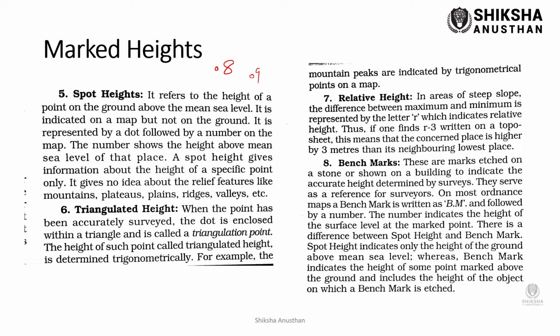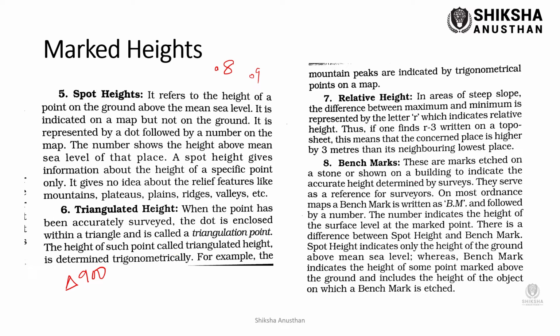Then comes triangulated height. When the point has been accurately surveyed, the dot is enclosed within a triangle. If it is given as triangle 900, this means it is a triangulated height. All triangulated heights are also known as trigonometrical heights. The height of such a point is determined trigonometrically. For example, mountain peaks. This generally represents the mountains and all.